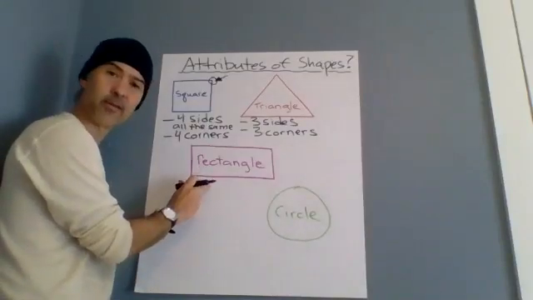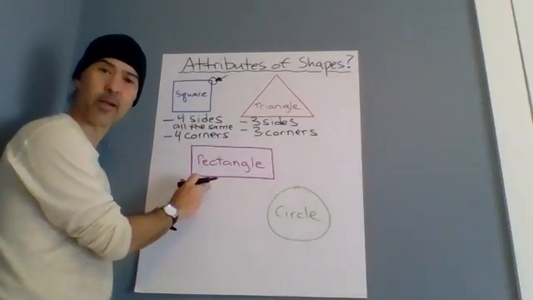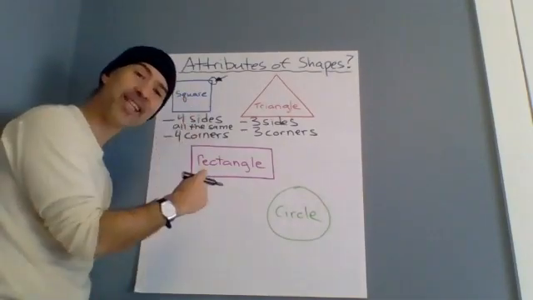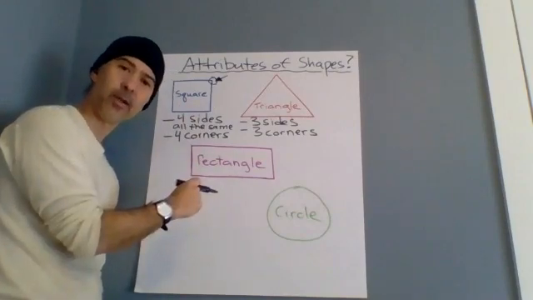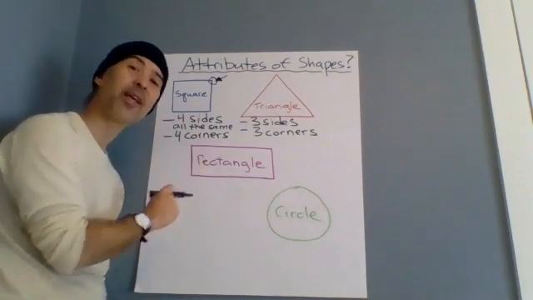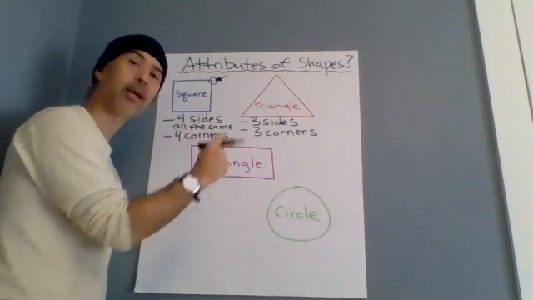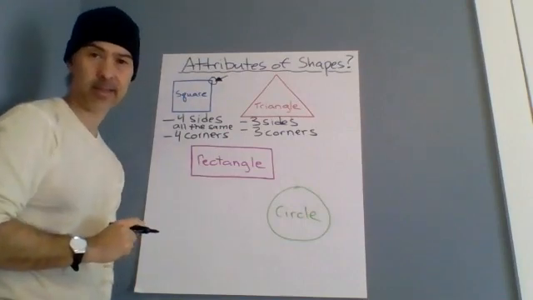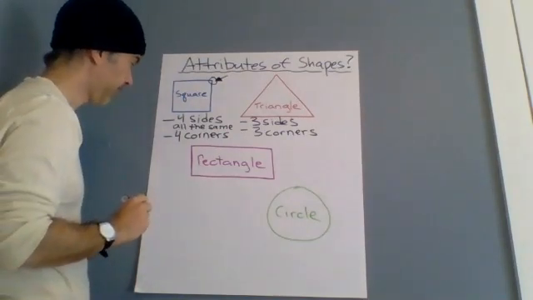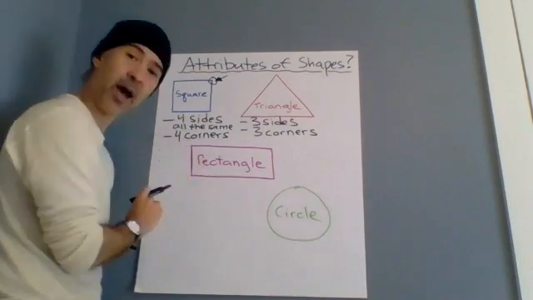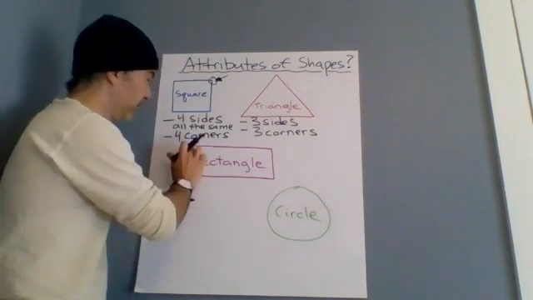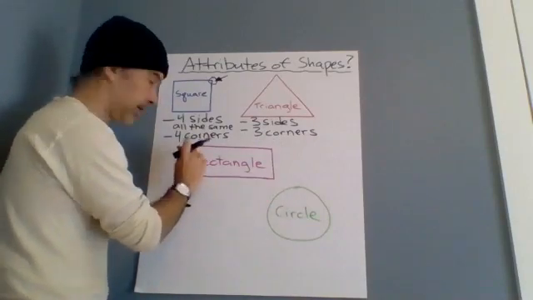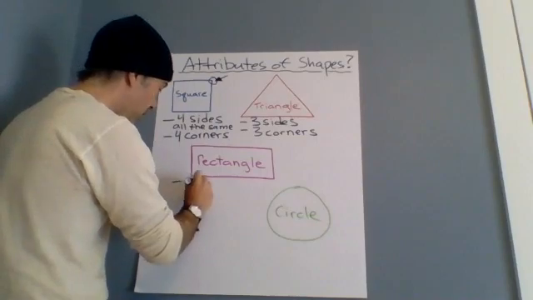What shape is this? Rectangle. Now, what are the attributes that make a rectangle a rectangle? What are the characteristics, the features, the attributes that describe this shape as a rectangle? Well, how many sides does a rectangle have? 1, 2, 3, and 4. So a rectangle has 4 sides.